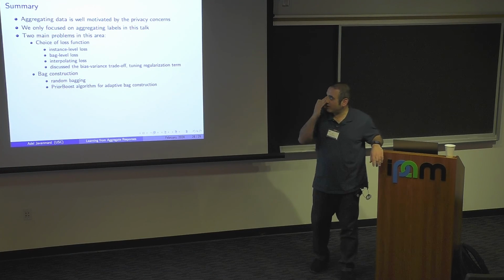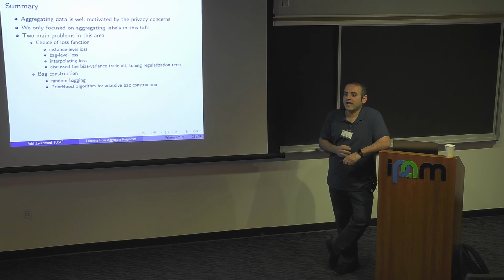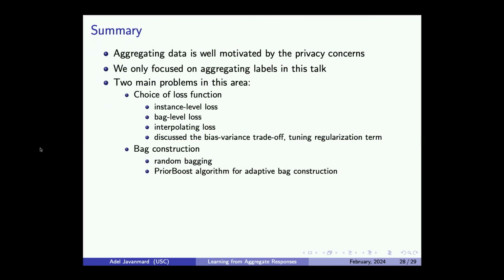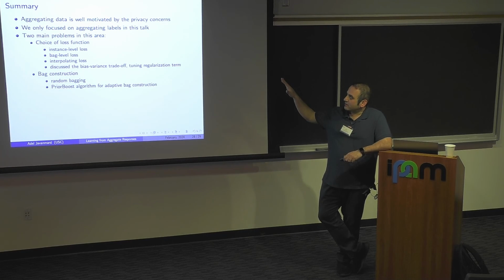Okay, let me summarize what we discussed. So we talked about the framework of working with aggregated data. This is a framework that has been relevant to many different domains of applications, from group testing, from elections, in radar, engineering, and then we also talked about the privacy protection that it gives and the motivation for this framework from the privacy point of view. We only focused on aggregating labels in this talk. So the features are not sensitive, but the labels are sensitive, and we want to protect the privacy of those.